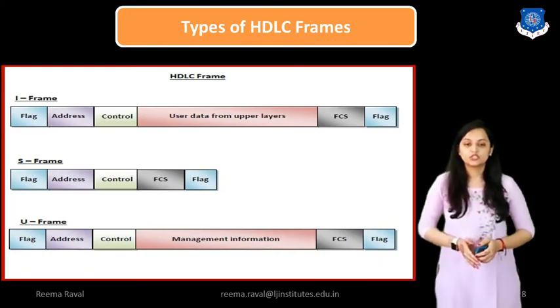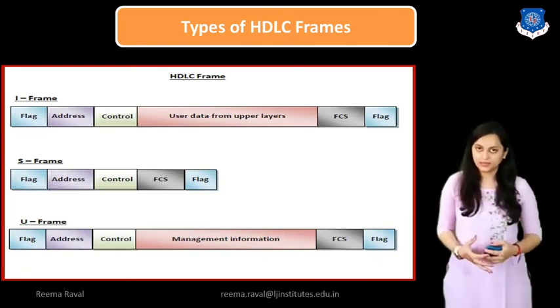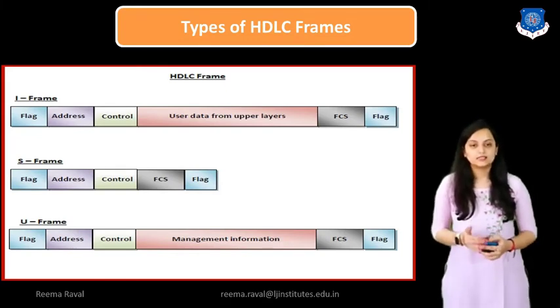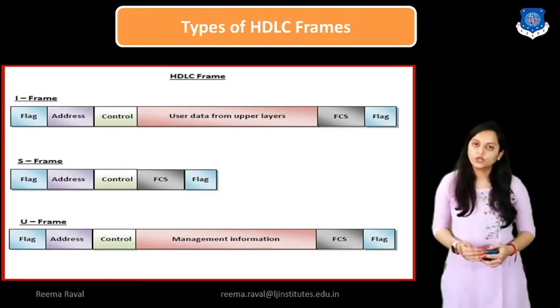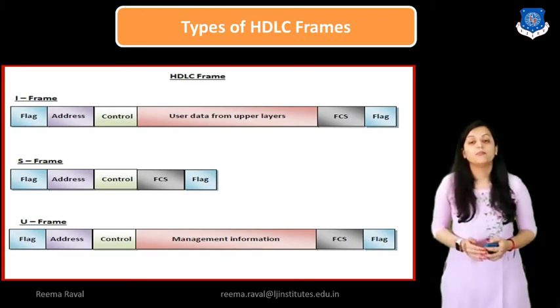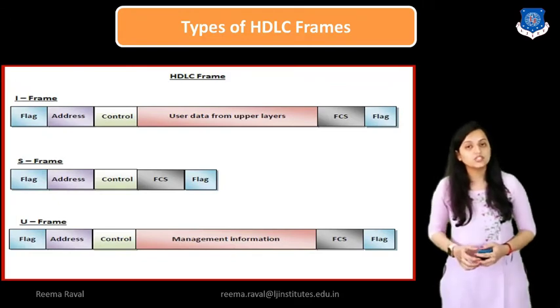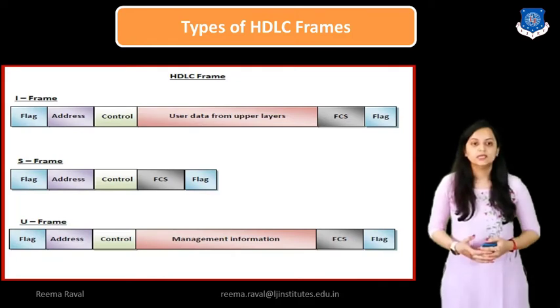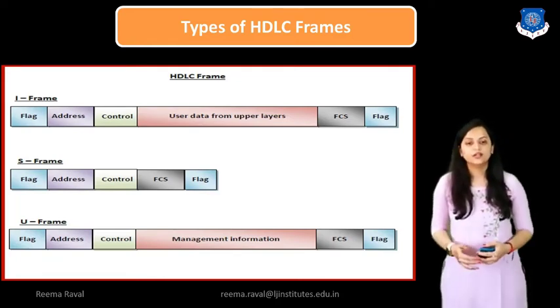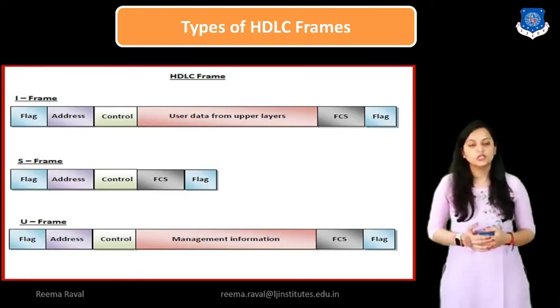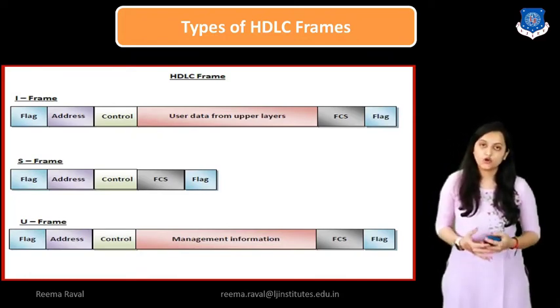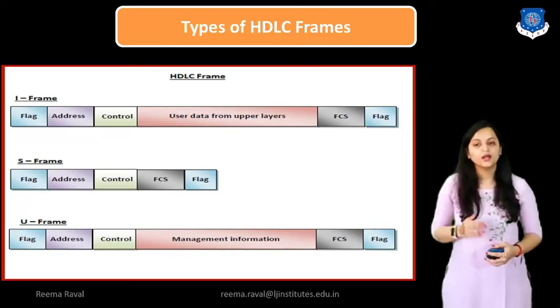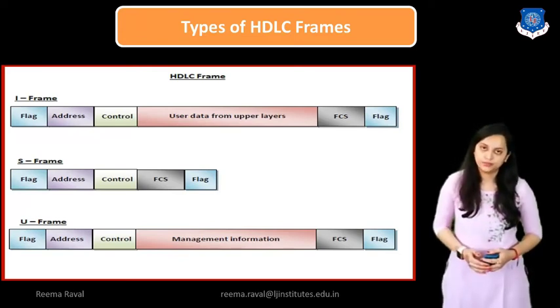In this frame structure, the first and last fields are flag fields, the second is the address field, the third is the control field, and the fourth is management information. Why management information? Because it stores information related to link control or such management purposes. So here the fourth field is management information, and the fifth field is the FCS field. So these are the three different frame structures of the HDLC frame types: I-frame, S-frame and U-frame.